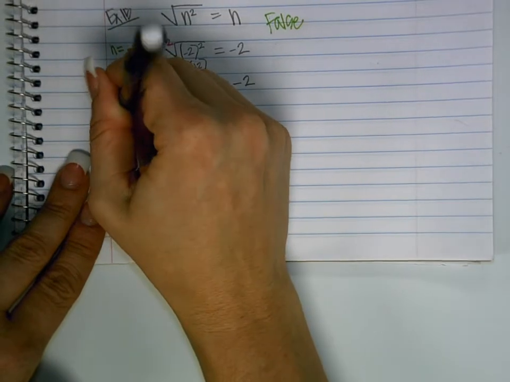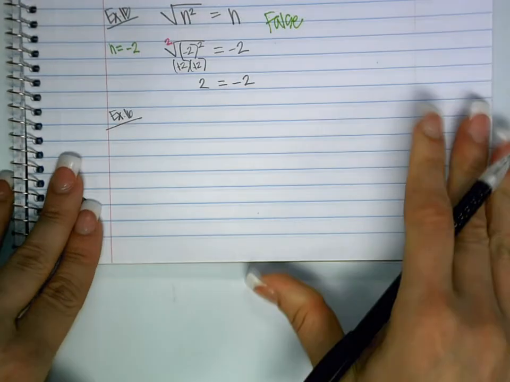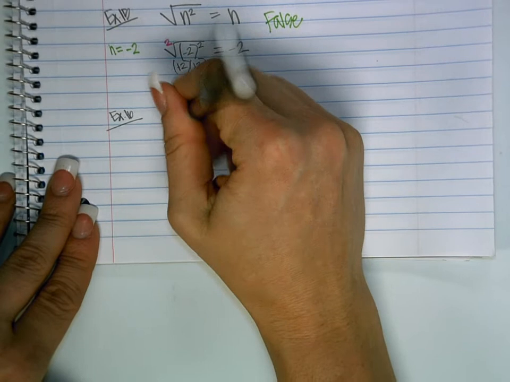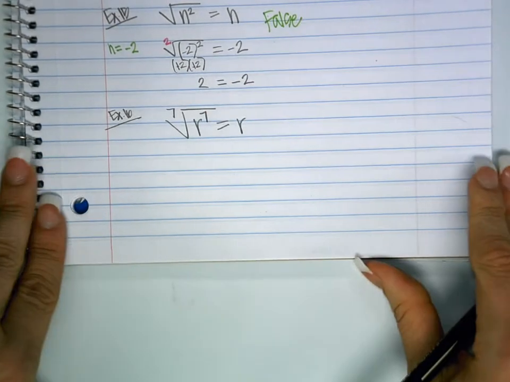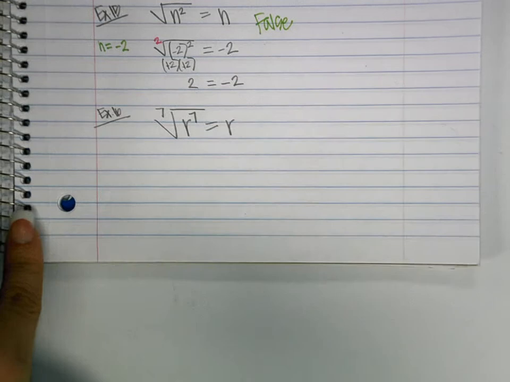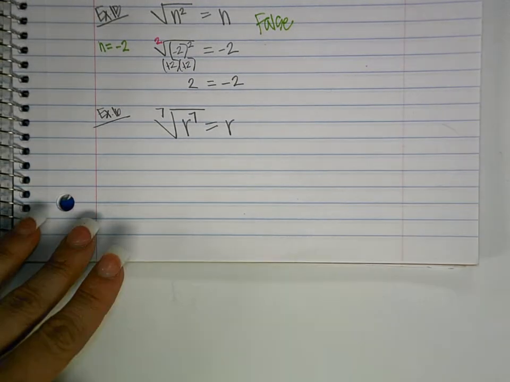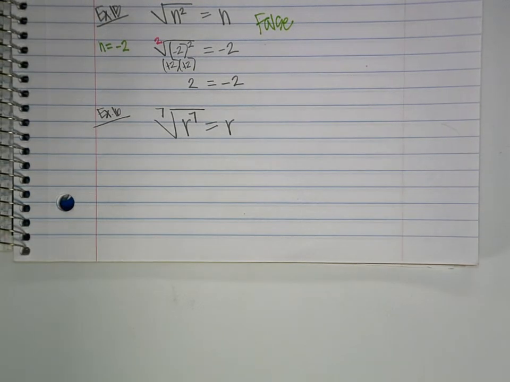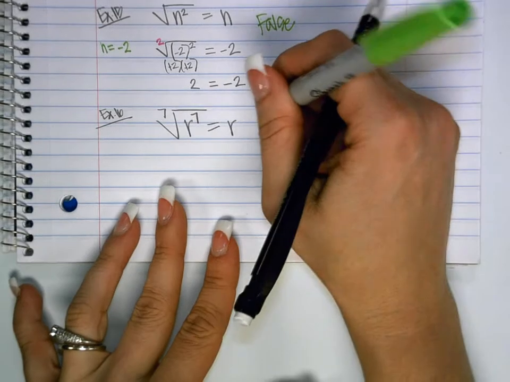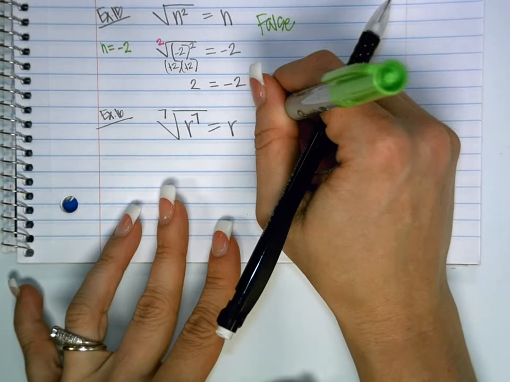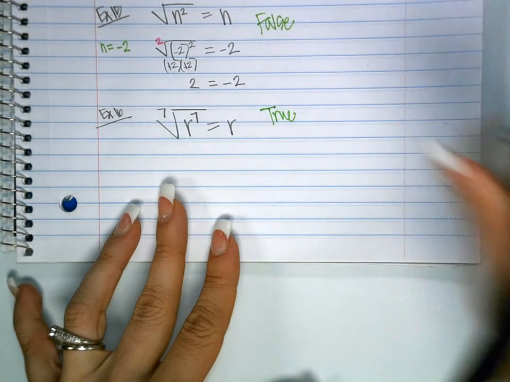Try another one, last one. Again, true or false? Is the 7th root of r to the 7th equal to r? True or false? And if it's false, give me a counter example. Is that true? Do I have to have any bars? No bars. If you have an odd exponent or handle number, you do not need the bars. So that is true.